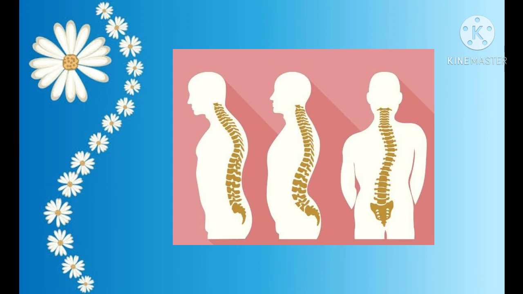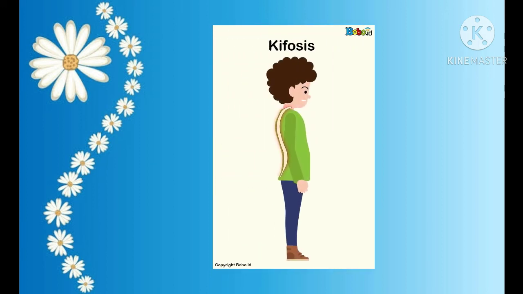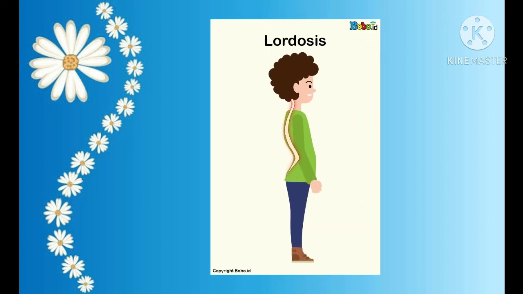Spinal deformations. Deformations of the spine can occur due to improper sitting patterns. Some of the causes: scoliosis is a form of the spine curving left or right. Kyphosis is a form of the spine curving back. Lordosis is a form of the spine that curves forward.